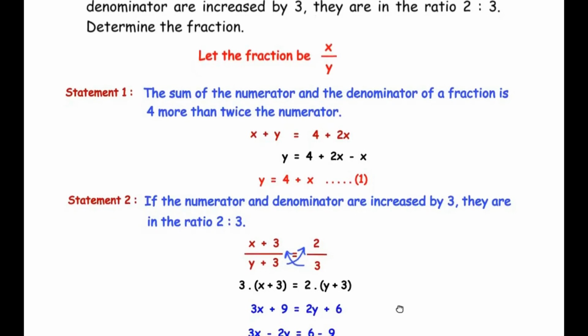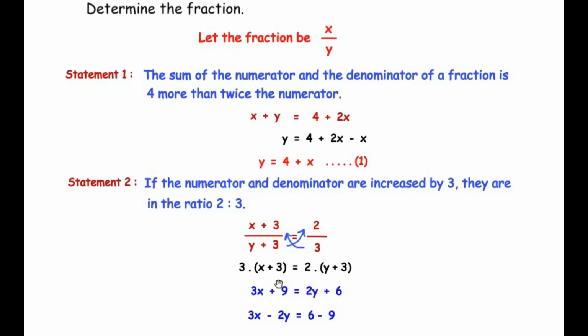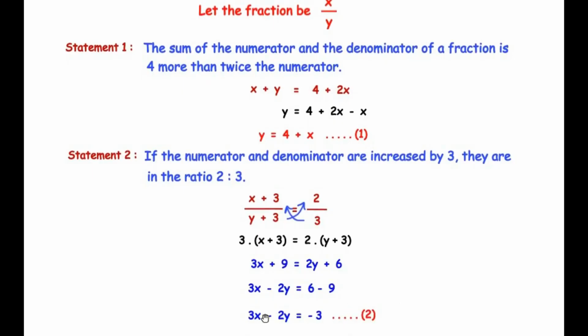Now in the next step, we are going to take 2y on the left hand side, and positive 9 will take its place. So here the equation becomes 3x minus 2y is equal to 6 stays the same, and positive 9 becomes negative 9. So simplifying this equation, we get 3x minus 2y is equal to 6 minus 9 gives us negative 3. So this becomes our equation 2.